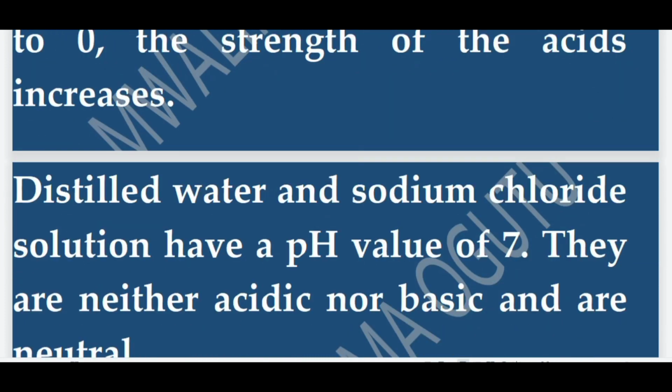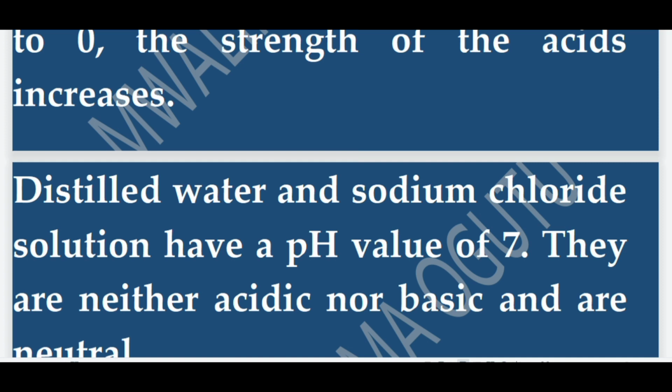Then you have distilled water and sodium chloride solution. They have a pH of 7. Sodium chloride solution is just the table salt that we use. It is neutral, same as the distilled water.